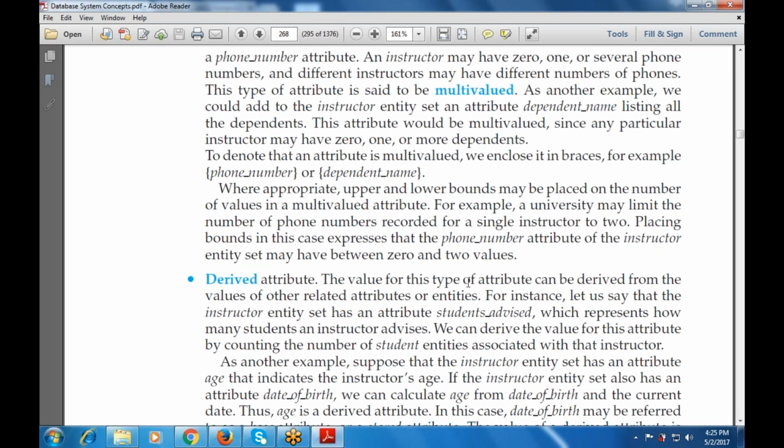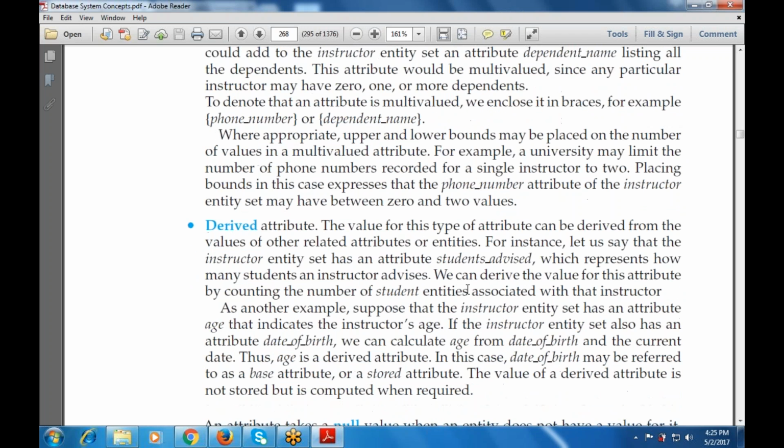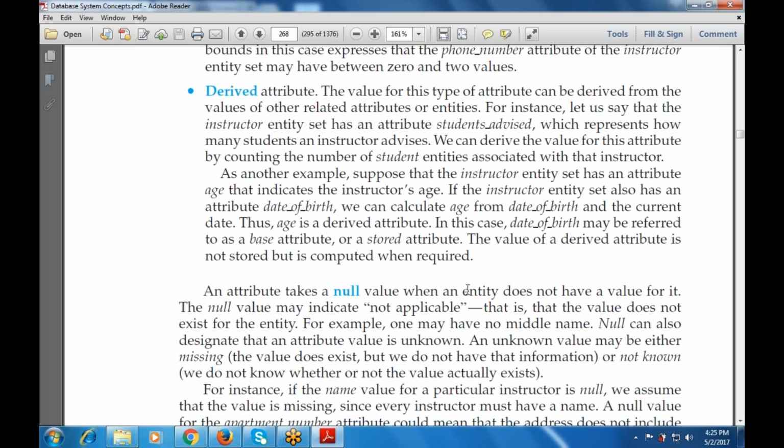This age is a derived attribute because it is derived from the date of birth and the current date. An attribute also sometimes takes a null value, when an entity does not have a value for it. A null value may indicate not applicable, that is NA, meaning the value does not exist for the entity. For example, one may have no middle name.